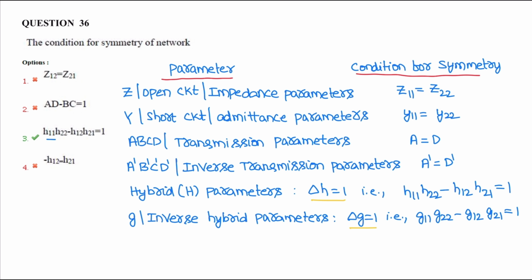Now, the condition for symmetry of a network is Z11 is equal to Z22. It is wrong. AD minus BC is equal to 1. It is also wrong because the condition for symmetry is A is equal to D in case of transmission parameters. In case of hybrid parameters, delta H is equal to 1. That is H11 H22 minus H12 H21 is equal to 1. Correct option is 3.